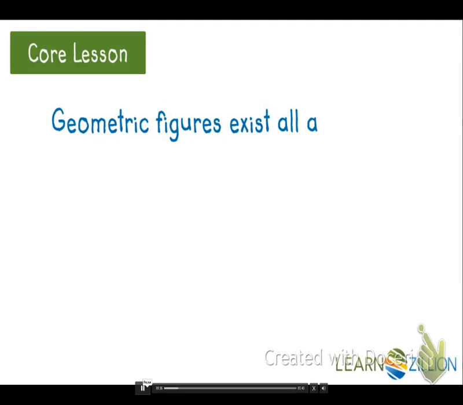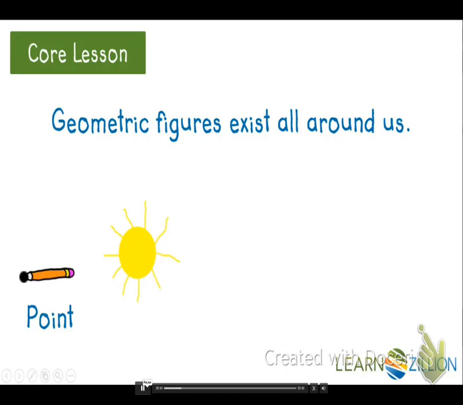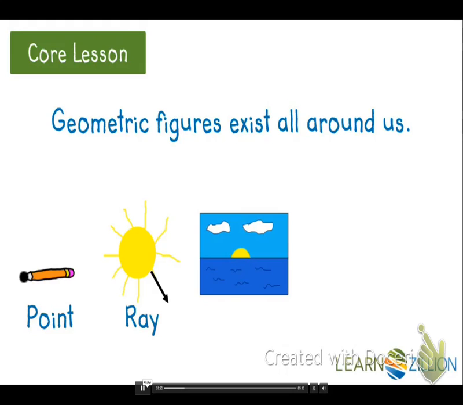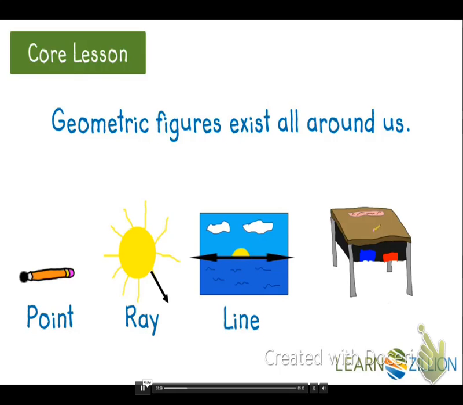Geometric figures exist all around us. The tip of a pencil could be called a point. The light from a sun is called a ray. A horizon could be called a line. And each side of this desk could be called a line segment.